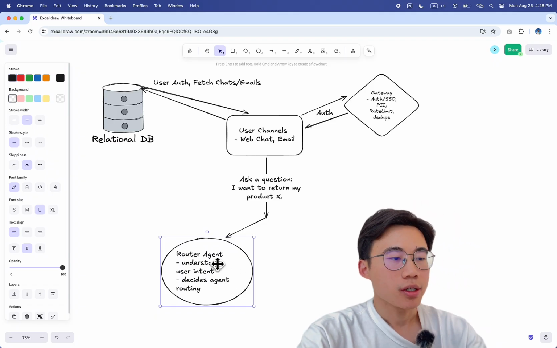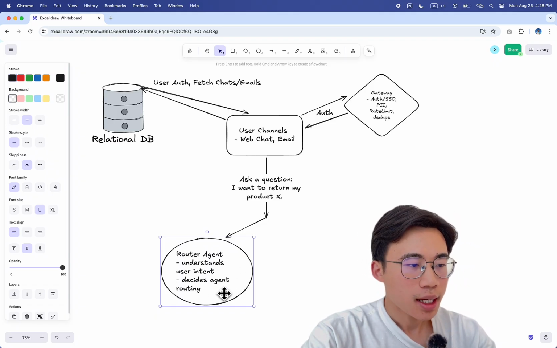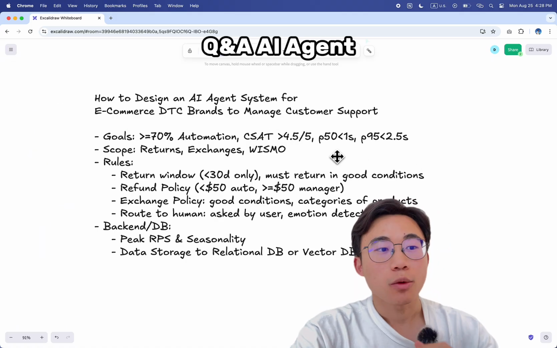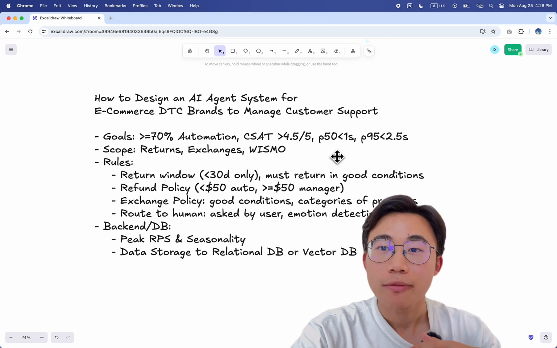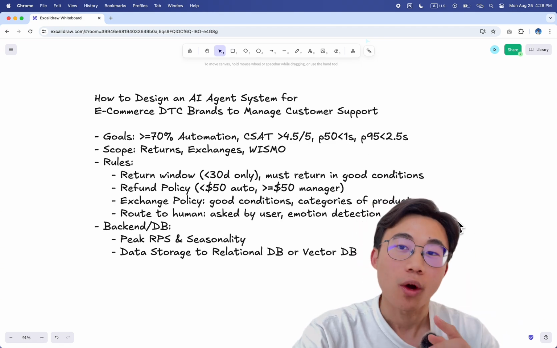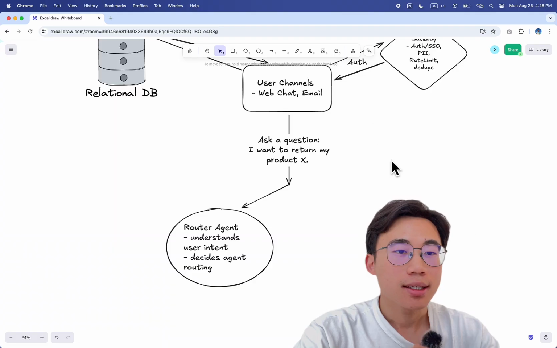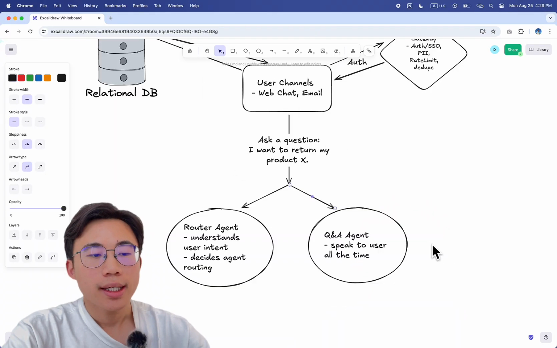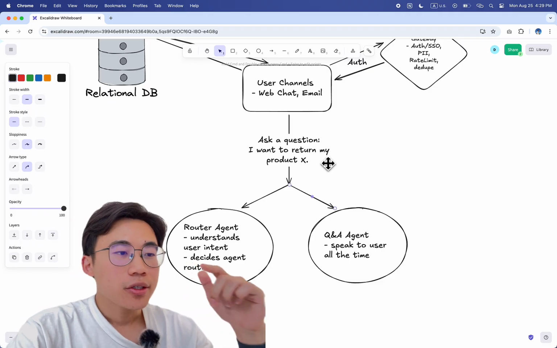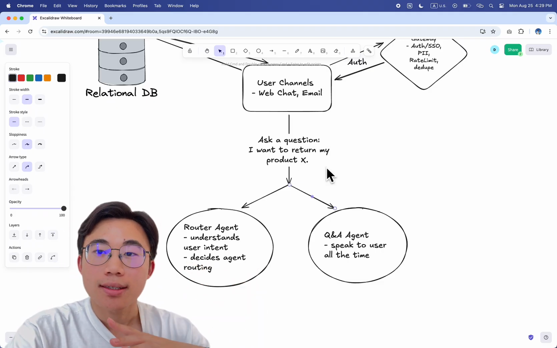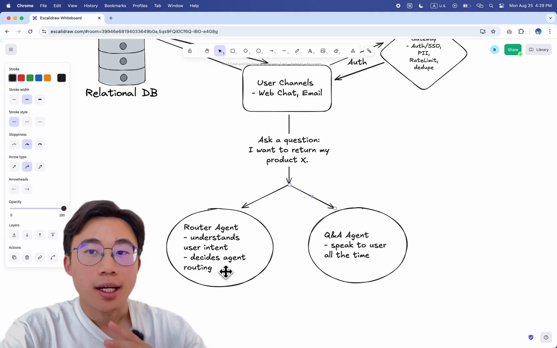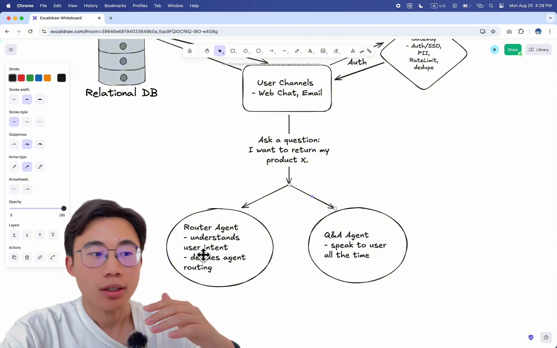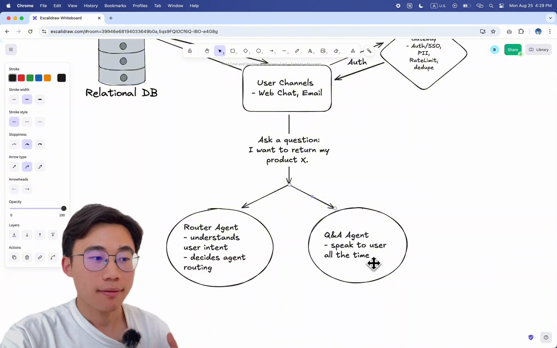So this router agent will try to understand the user intent and then decide the agent routing. Remember that one of our goals is to make sure that the response time for 50% of the users is always under 1 second. The way we do that is by introducing another agent called a Q&A agent. After you get the first question, I want to return my product X, you want to allow a little bit of time for the router to think it through. It depends on the exact situation, like how many steps happen right after the router agent.